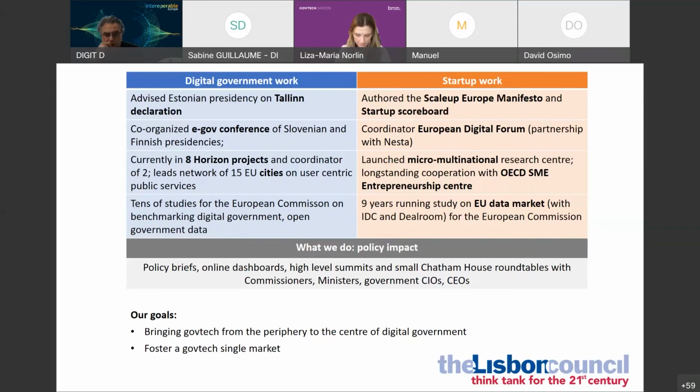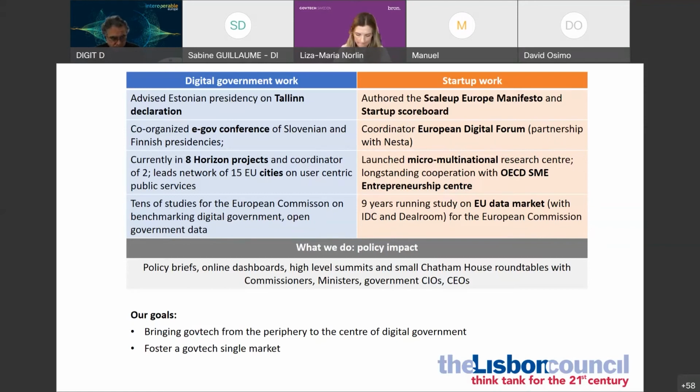Clearly, we are a think tank, so our work is on policy impact. We do policy briefs, we do online dashboards, summits. We involved last year many commissioners, ministers, government CIOs and CEOs in this discussion. And it's not really about writing and giving policy recommendations. This work is mostly about bringing the community together. And this is why we find it so important to be part of this.